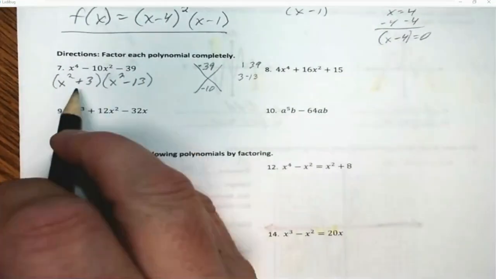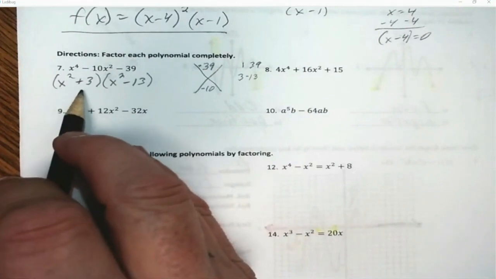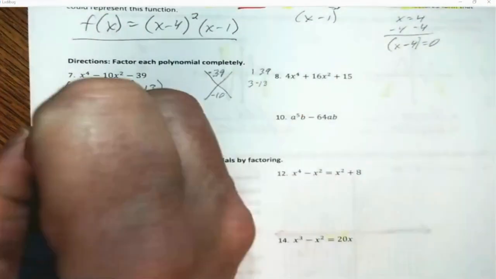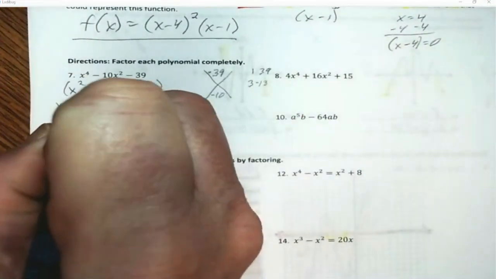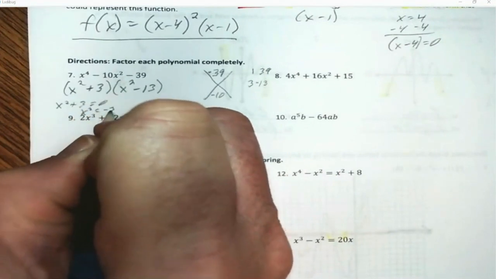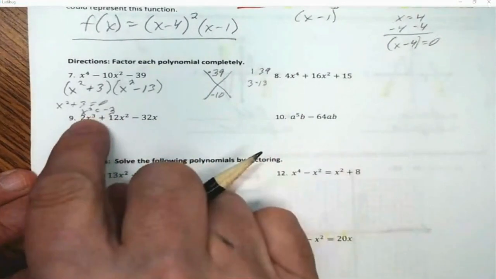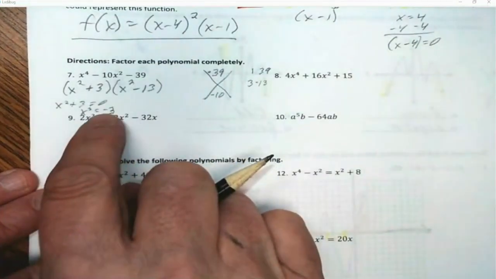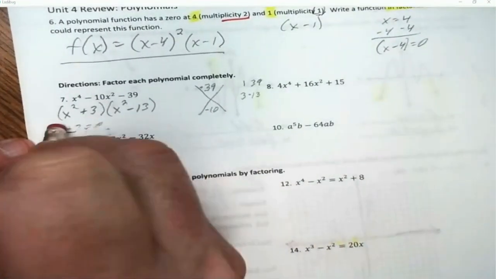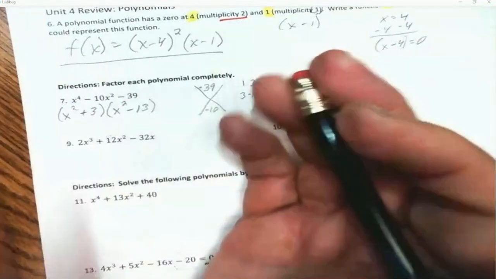And can we factor this anymore? No, that's going to be a negative number, because if it's x squared plus 3, instead of equal to 0, it's x squared equals negative 3. So it would be the square root of negative 3. So that's going to be imaginary numbers. So we're not going to factor that any longer, because that would be imaginary numbers, the square root of negative 3.